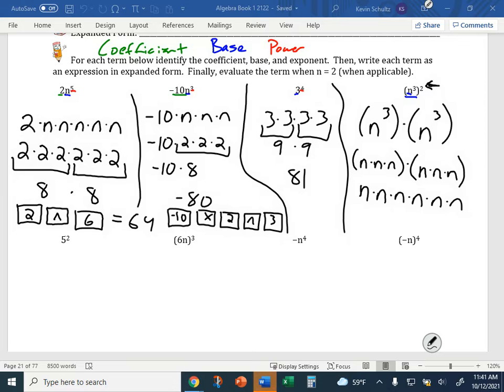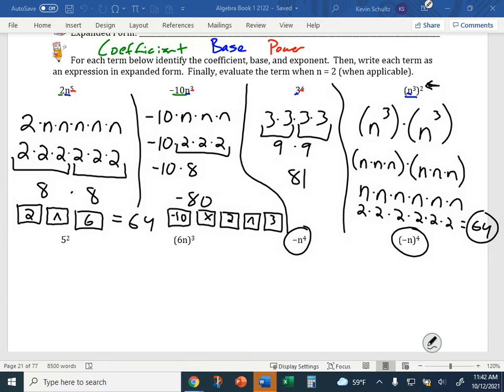And we end up with the same kind of 2 to the 6th power, if n is 2, that we had in the first one. 64. So what parentheses do is they affect the base in the sense that they either create multiple bases, like it did here, or if you look at the 2 right below, we've got 2 very similar expressions there. The only difference is that one of them's got parentheses and the other one doesn't.